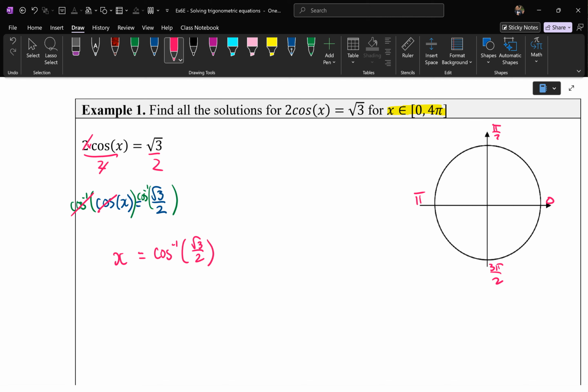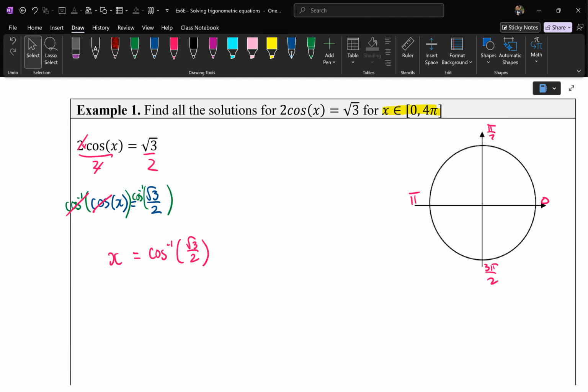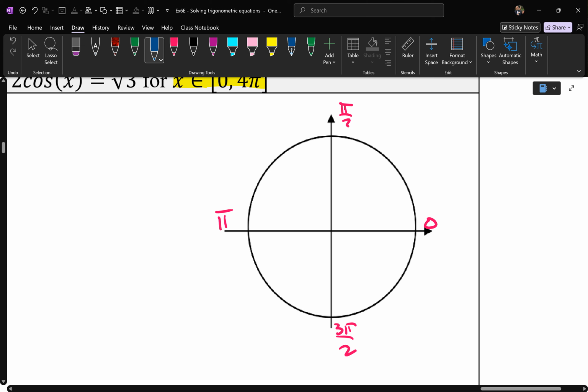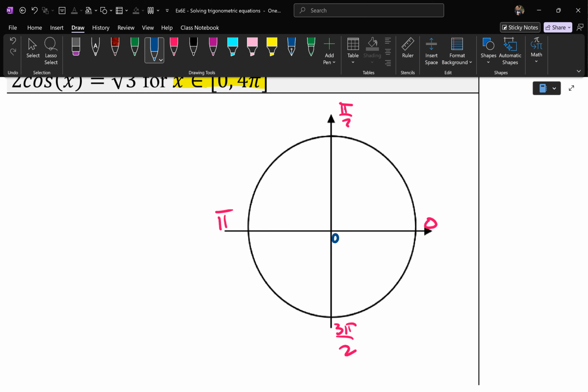So let's work out just from our exact values. We're trying to find when cos is equal to root 3 on 2. If you look at the unit circle, cos represents your x values. The x value starts here, but remember the maximum is 1, so root 3 on 2 must be somewhere over here, right?